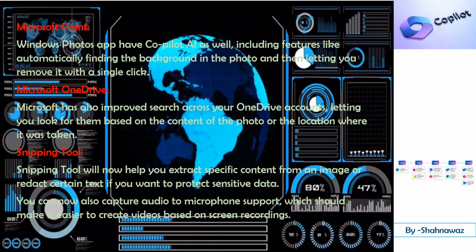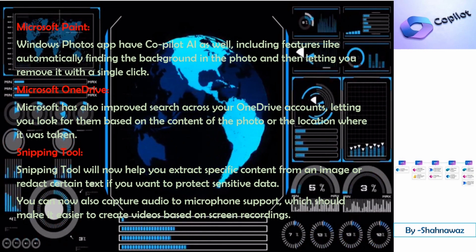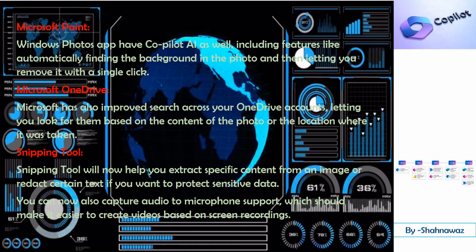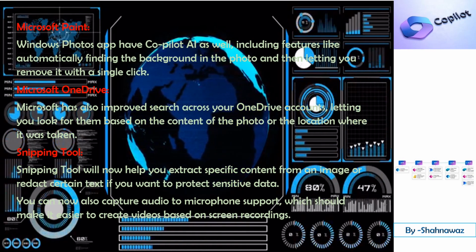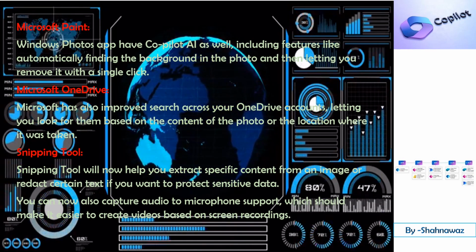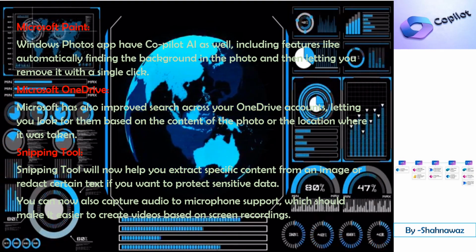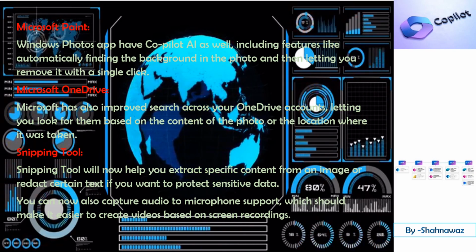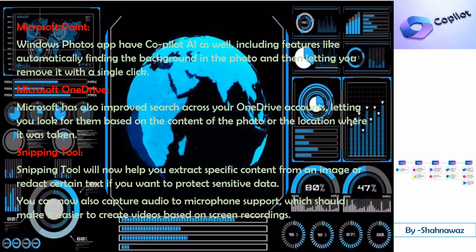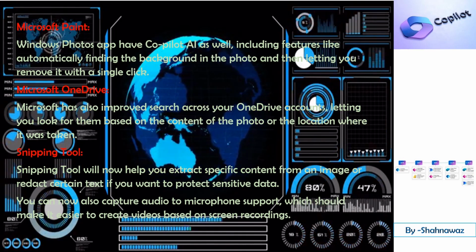Microsoft OneDrive. Microsoft has also improved search across your OneDrive accounts, letting you look for photos based on their content or the location where they were taken. Snipping Tool. The Snipping Tool will now help you extract specific content from an image or redact certain text if you want to protect sensitive data.